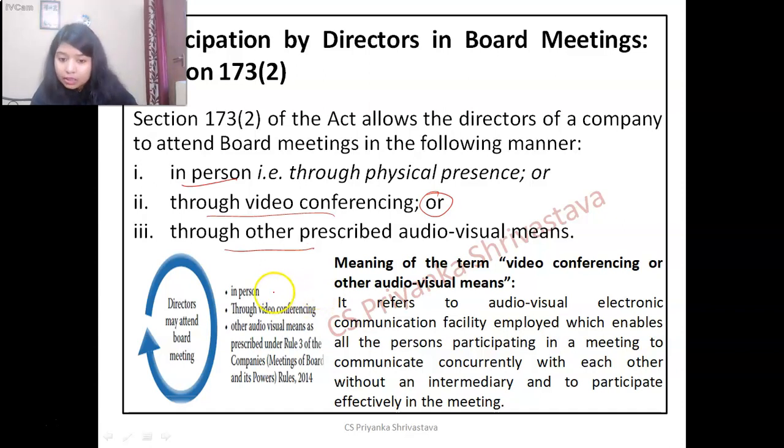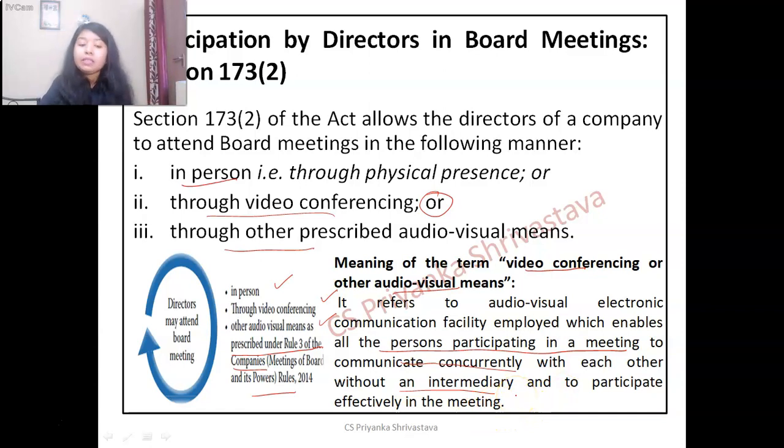Now, this diagram says that in person, through video conferencing and other audiovisual means, and this other means is mentioned in Rule 3 of Companies Meeting of Powers Rules. Now, what do you mean by the term video conferencing or audiovisual means? It refers to an audiovisual electronic communication facility employed which enables all the persons participating in the meeting to communicate concurrently with each other without any intermediary and to participate effectively in the meetings.